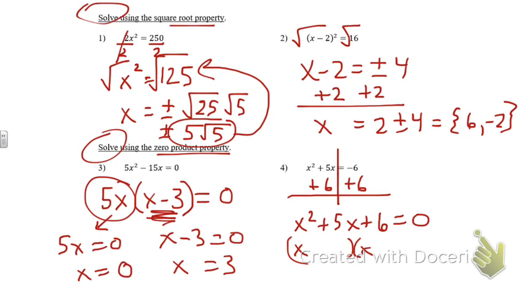I know I have x and x. 2 numbers that multiply to give me 6 are 3 and 2, or 6 and 1. 3 and 2: 3x plus 2x is 5x, so I can put those in. So that's factored. It's not solved yet. To solve it, I see what makes each factor 0. So negative 3 makes this 0. Negative 2 makes that 0.